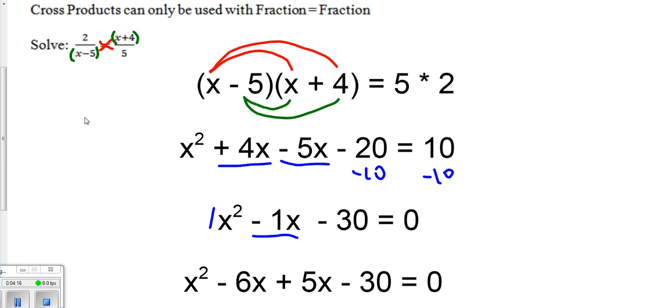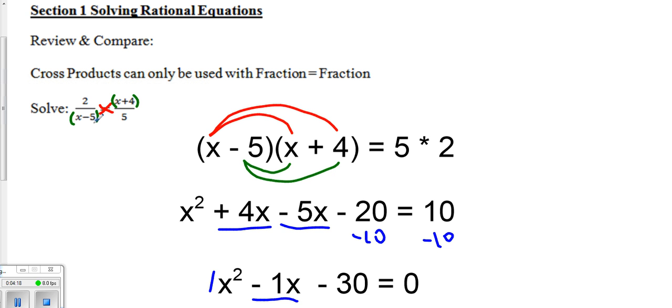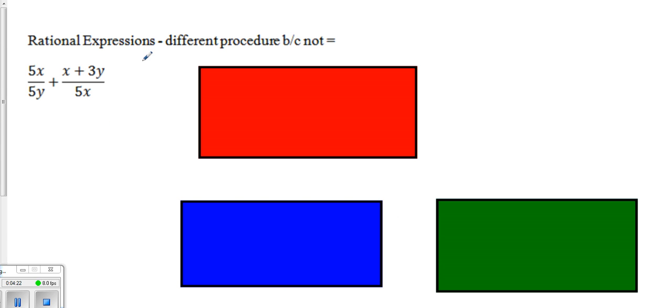Okay, and again, that's how you would solve it if they are just one fraction equal to another. You cross multiply. When we just have rational expressions, it's a different procedure because they're not equal. This is just a review of our last unit. If we want to simplify this, we need to find our common denominator. So on this side we have a 5 and we have a y. On this side we have a 5 and we have an x.